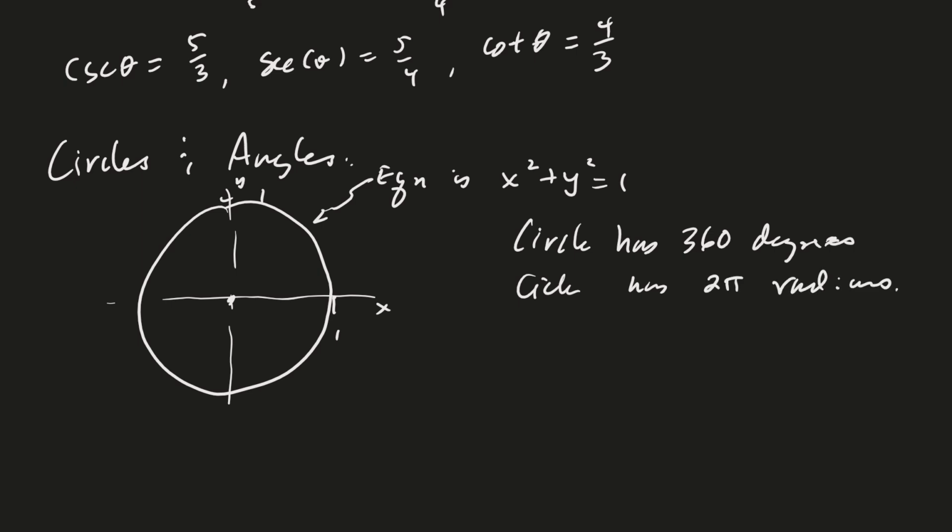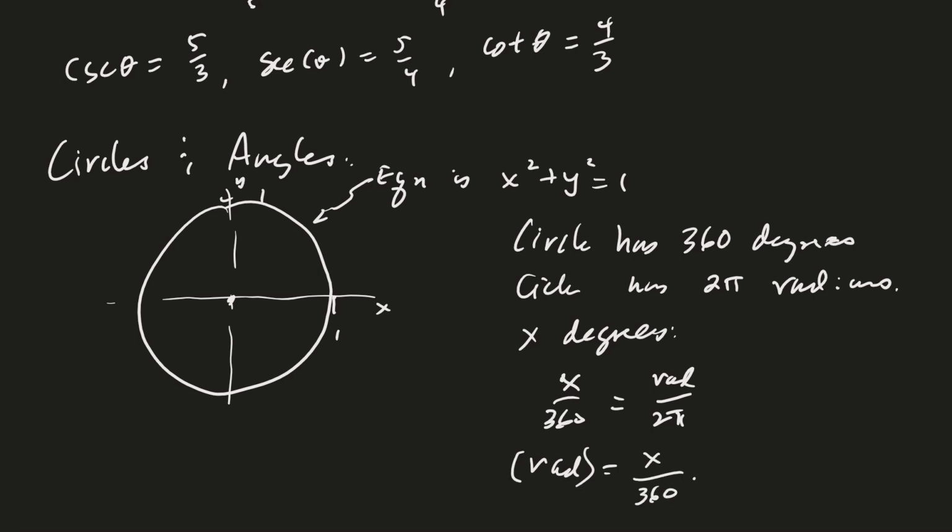Okay, so how do we do conversions from one thing to another? Well, if you have x degrees, then how many radians do you have? Well, you can say that x is to 360 as your radians is to 2 pi. Right, so then the radian measure would be x over 360 times 2 pi. Or you could say that you're taking your x times pi over 180. That's the way some people will remember it.